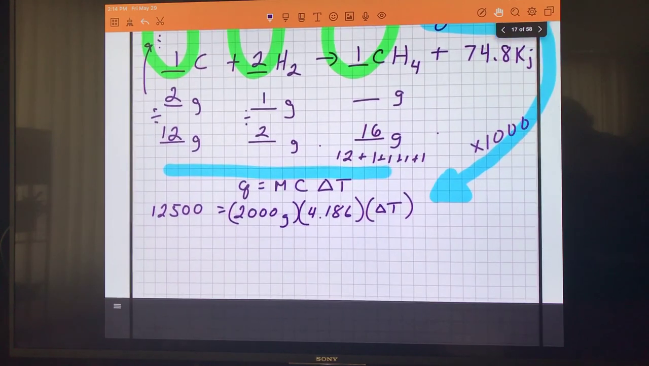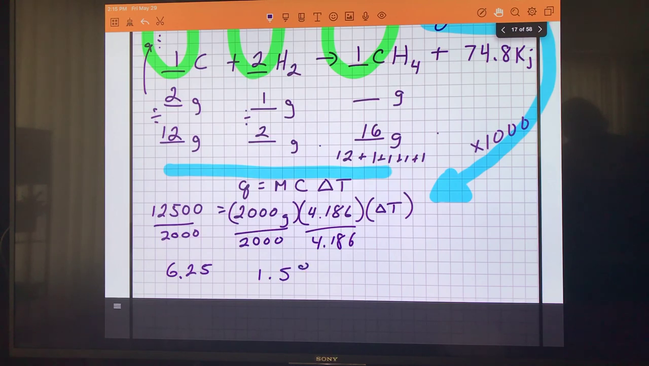So now all we have to do is a little bit of arithmetic. And so if you want to, for example, you could divide both sides by 2,000 and get 6.25. Let's get the decimal in the right place. And then divide by 4.186. And we'll go ahead and finish it off. And our final result is 1.5 degrees Celsius.